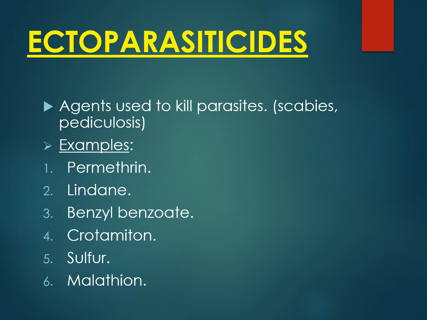Then another terminology, a pet favorite of your sir, which is parasiticides, agents used to kill parasites like scabies and pediculosis. You know what lice is. So this is pediculosis, and scabies, which you have already done in your practical, like sulfur ointment that is used for the treatment of scabies. Examples are permethrin, lindane, benzyl benzoate, crotamiton, sulfur, and malathion, right?